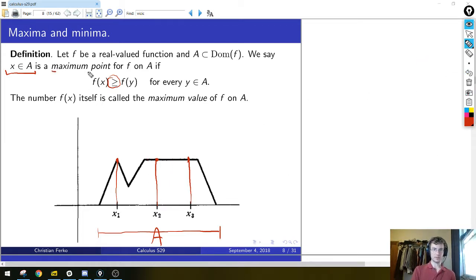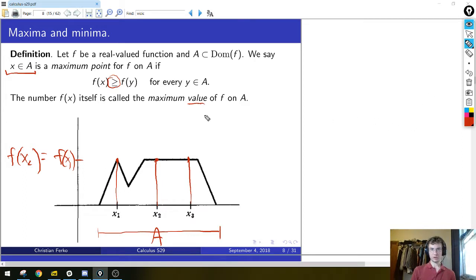So we should be very careful about this definition. We're defining maximum point to just mean a point whose output is greater than or equal to every other output in the interval. So there can be many maximum points, but there will only be one maximum value. The maximum value is this thing, f of x1, which is the same as f of x2 and f of x3. So two definitions: maximum point is the x value, and maximum value is the y value where the maximum is achieved.